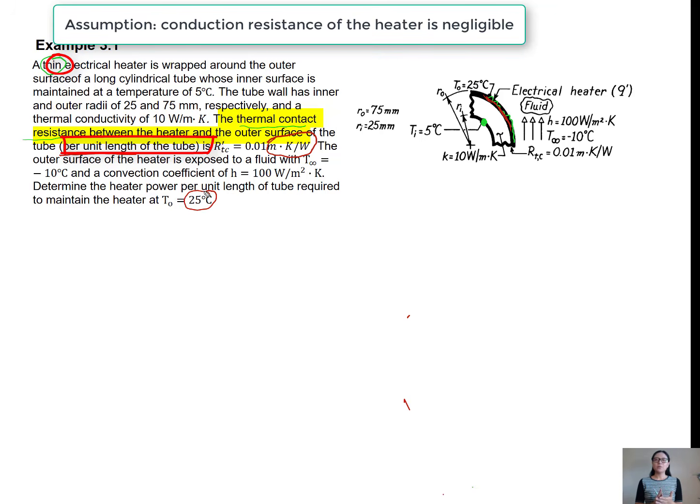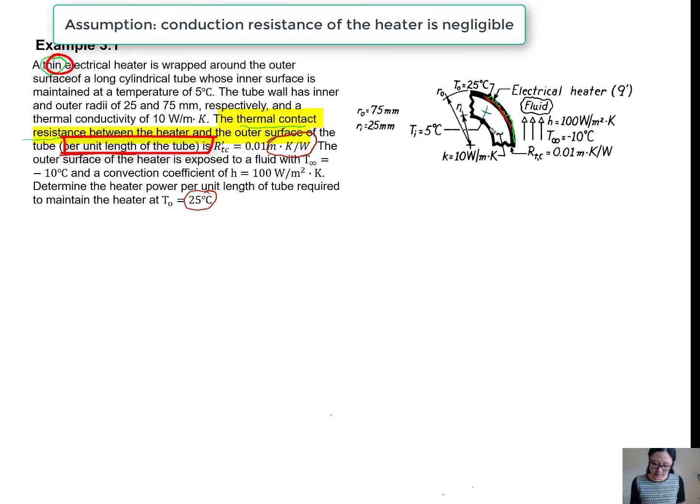So first, we want to draw the thermal circuit. How many resistances do we have between the given two temperatures? So we have 5 degrees Celsius here, we have negative 10 degrees Celsius here. We know between these two temperatures, we have 3 resistances. They're the conduction resistance in the wall, contact resistance between the tube and the heater, and we have a convection resistance here. Let's draw the 3 resistances first.